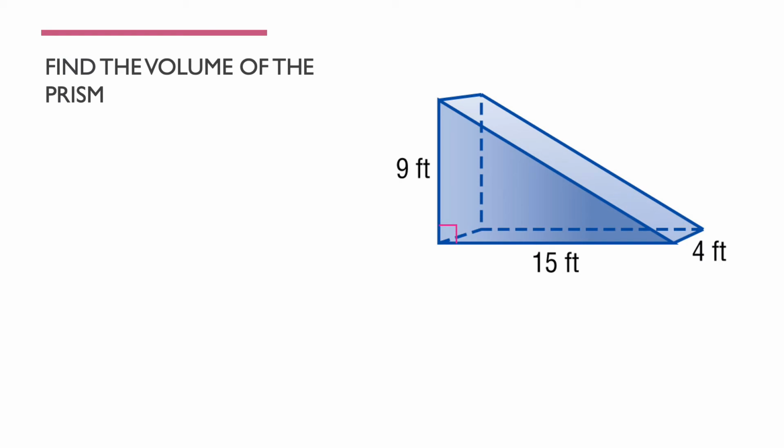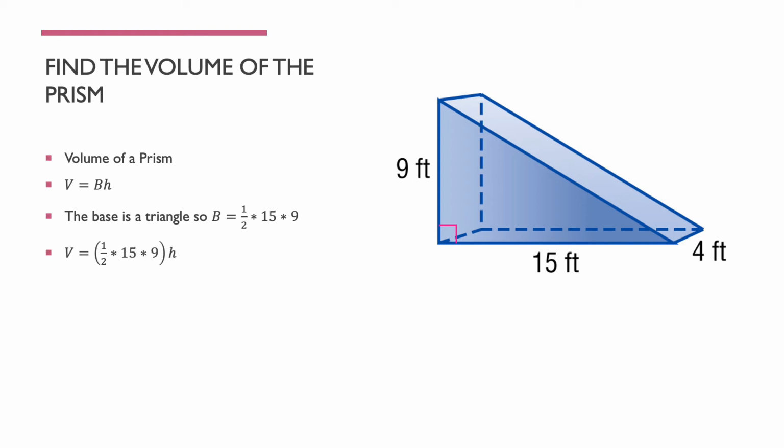Finding the volume of a triangular prism, start with our generic equation. So volume is base times height. The base of our prism is a triangle, so we got to use the equation for the area of our triangle. So 9 feet times 15 feet times 1/2. Plugging that in for our B. The height of our prism is 4, so we got to use 4 for the lowercase h, and we plug in 1/2 times 15 times 9 times 4. Simplify it, gives us 270 feet cubed.